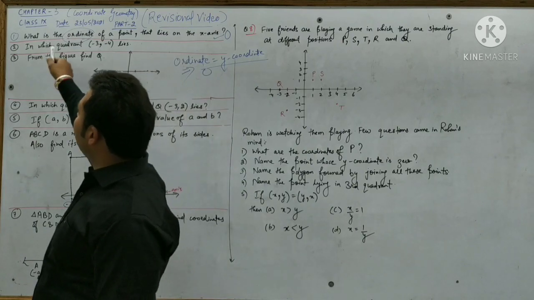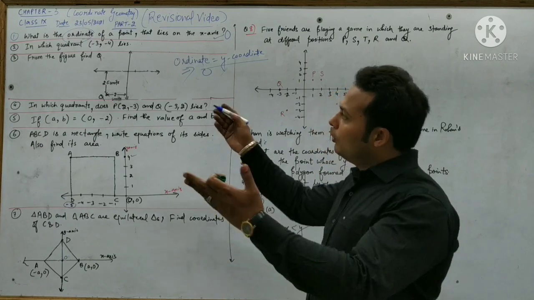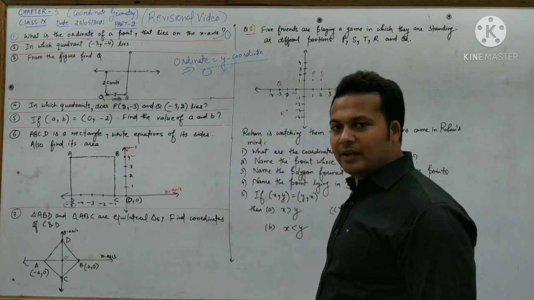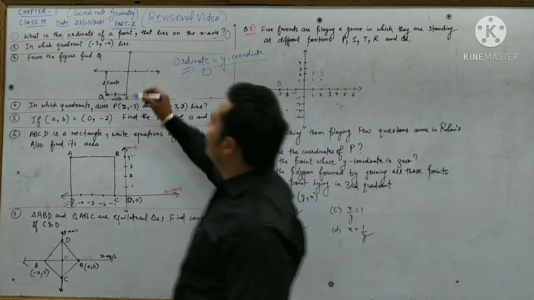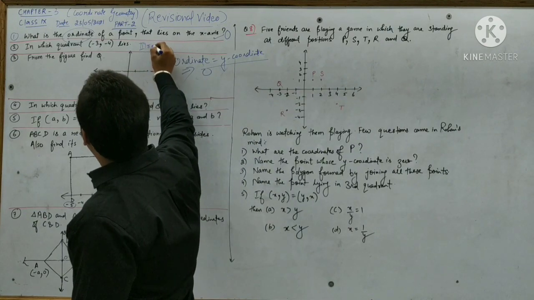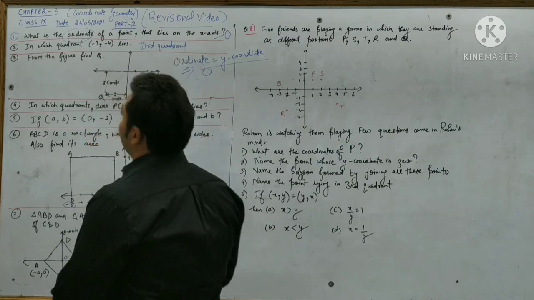Now see, in which quadrant do -3 and -4 lie? Both abscissa and ordinate are negative. That's why we all know that it would lie in the third quadrant.